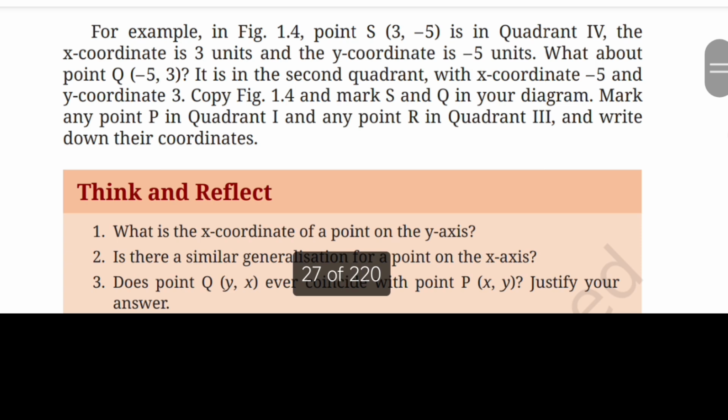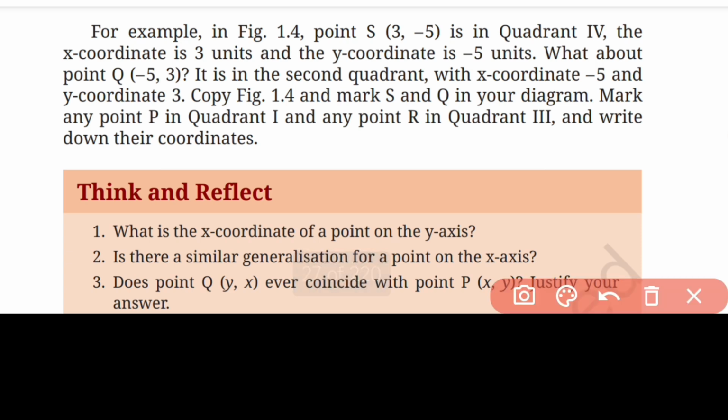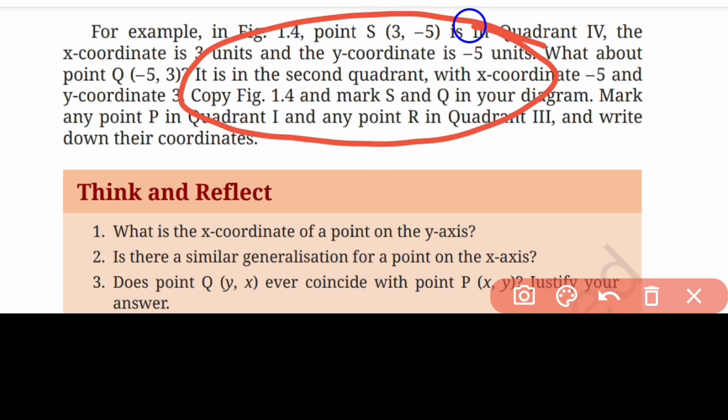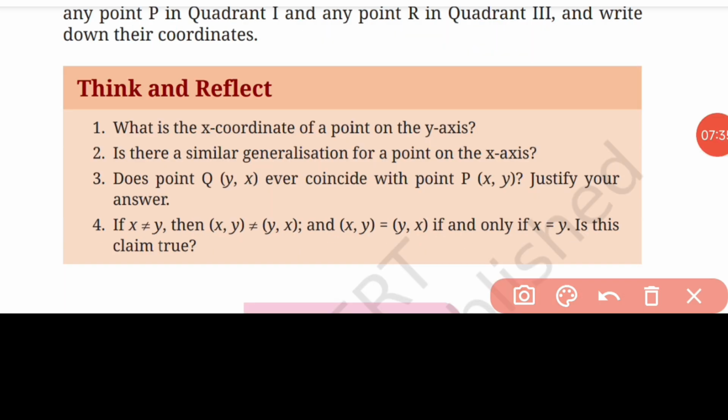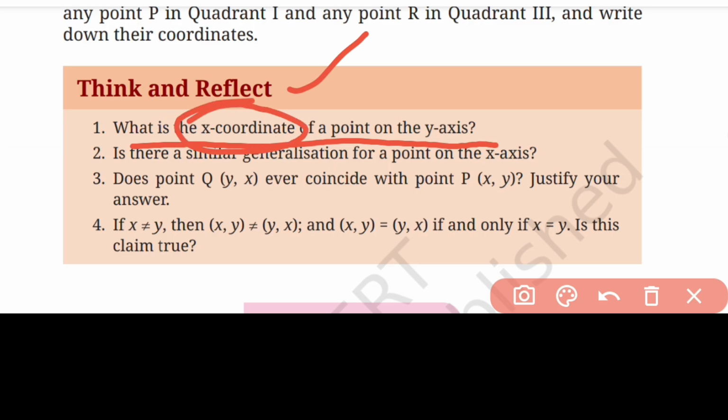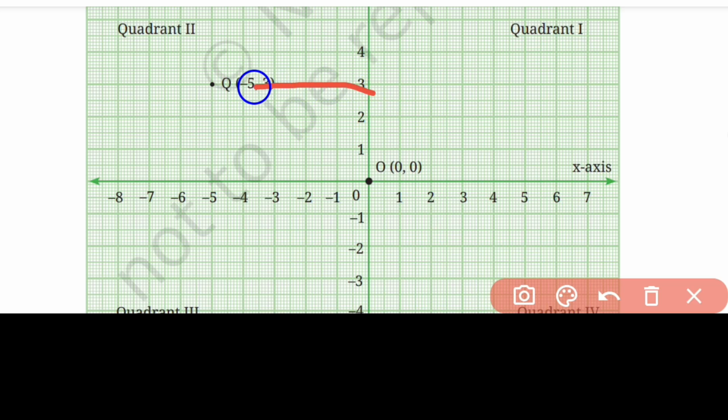Next, page number 7. Already we discussed all these in the previous page. In this page, think and reflect. First question, what is the x coordinate of a point on the y-axis? So let us discuss what is the x coordinate. The perpendicular distance from the y-axis to the point is called the x coordinate, and the perpendicular distance from the point to the x-axis is called the y coordinate.